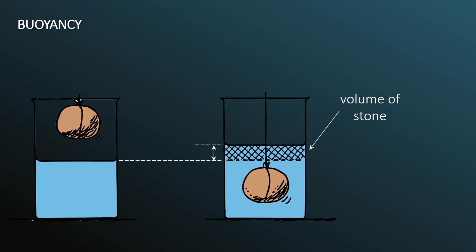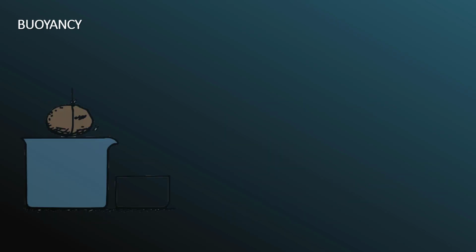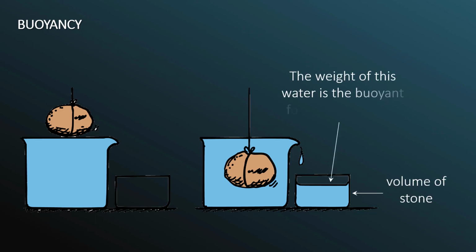And it just so happens, based on what we showed in the previous slide, that the weight of this water is the buoyant force on the stone. So the weight of the water, the fluid that had to move out of the way, that was displaced, is exactly the buoyant force applied to the stone. If we take a slightly different example, but same principle here, we have a beaker that is fully filled, and then we put the stone into it. Well, the amount of water that had to move out of the way is the volume of the stone. And as we said before, the weight of this water is the buoyant force on the stone.